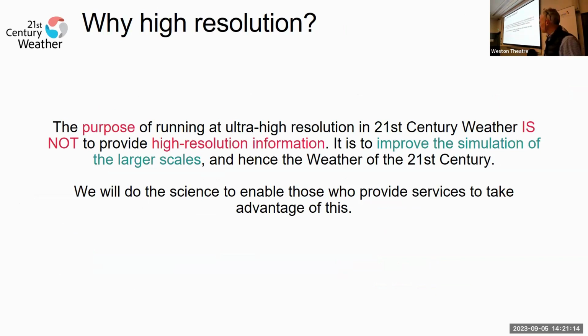We need these higher resolution models to improve the simulation of the larger scales. And that can be mesoscales or synoptic scales in the atmosphere, right? But the point is not to make rainfall at 1 kilometer. The point is that by allowing rainfall to occur at 1 kilometer in your model, the larger scales should get better. That's our goal. And we'll do science with the models.